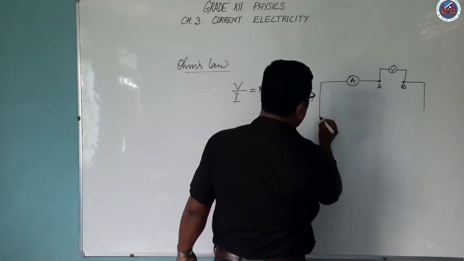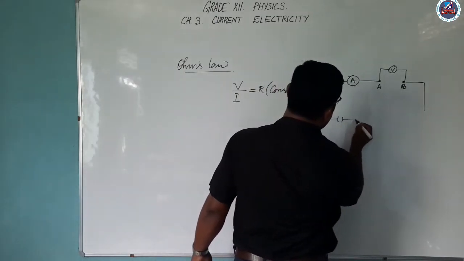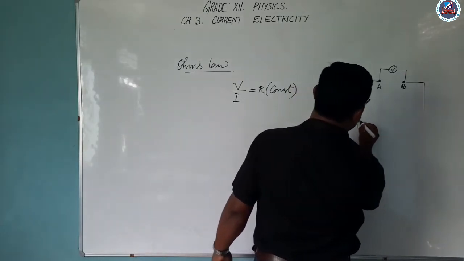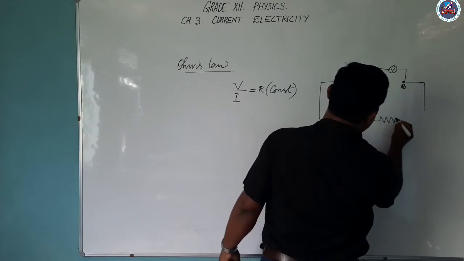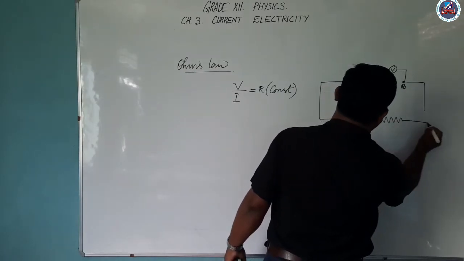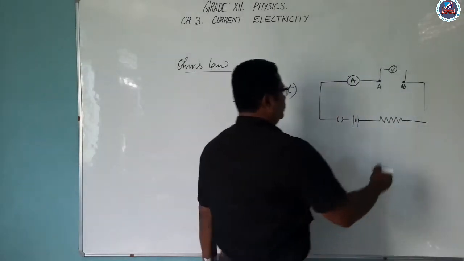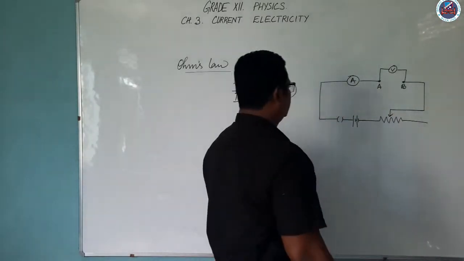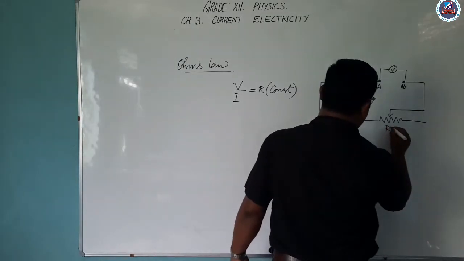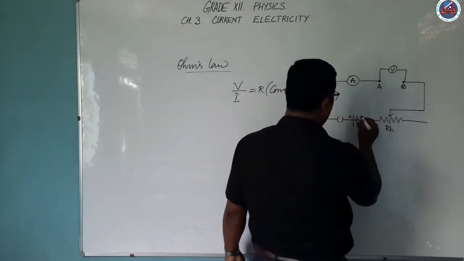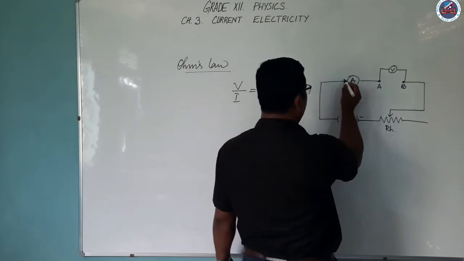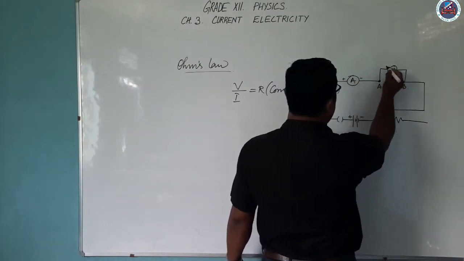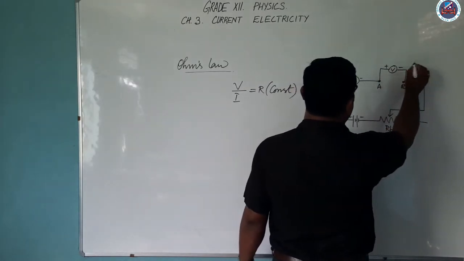Then we will take one key, a battery or a source of electricity, then one rheostat. This way you have to do the connection. This is your variable resistor, we call it a rheostat. Let me write it as RH. You have to be very sure that the positive terminal is connected to the positive terminal of the ammeter, and the other end will be negative. This side will connect to positive and this one will be negative.